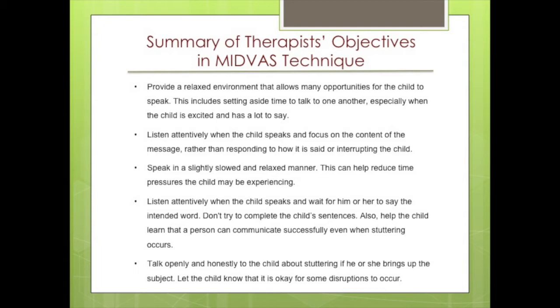Speak in a slightly slowed and relaxed manner. This can help reduce time pressures the child may be experiencing. Listen attentively when the child speaks and wait for him or her to say the intended word. Don't try to complete the child's sentences. Also, help the child learn that a person can communicate successfully even when stuttering occurs. And talk openly and honestly to the child about stuttering if he or she brings up the subject. Let the child know that it is okay for some disruptions to occur.